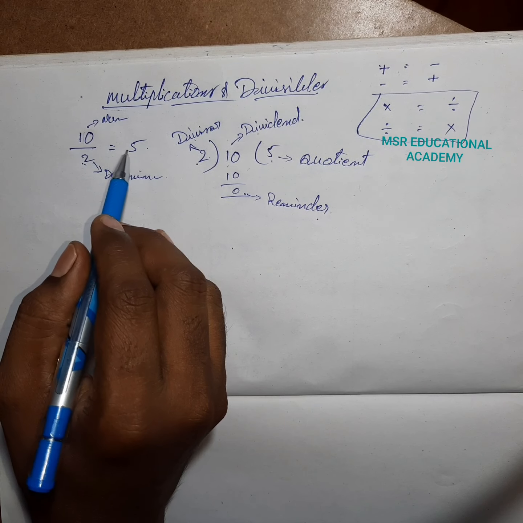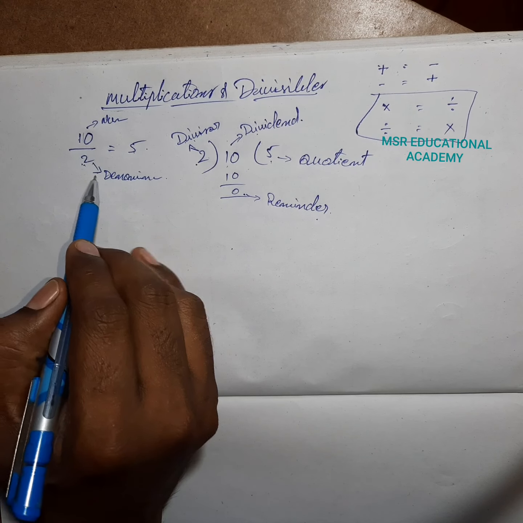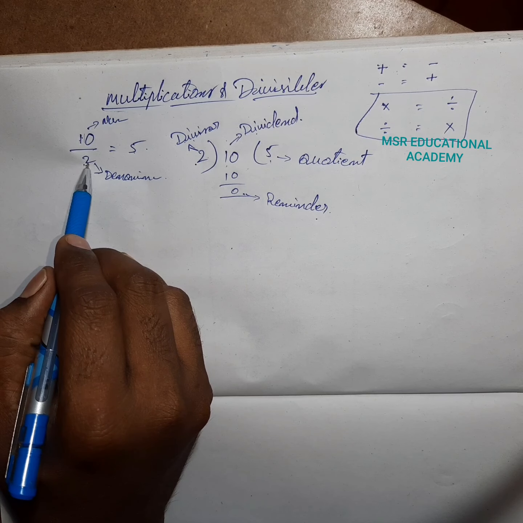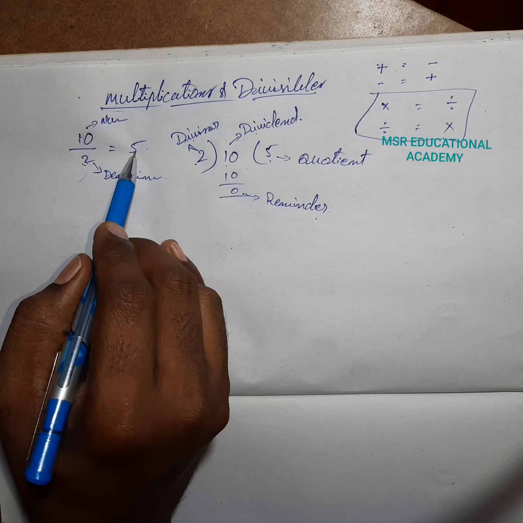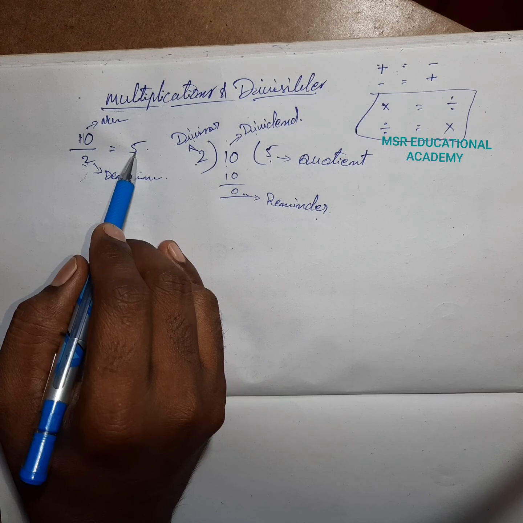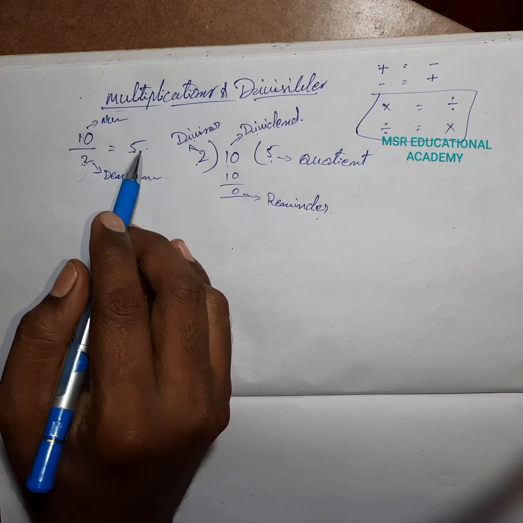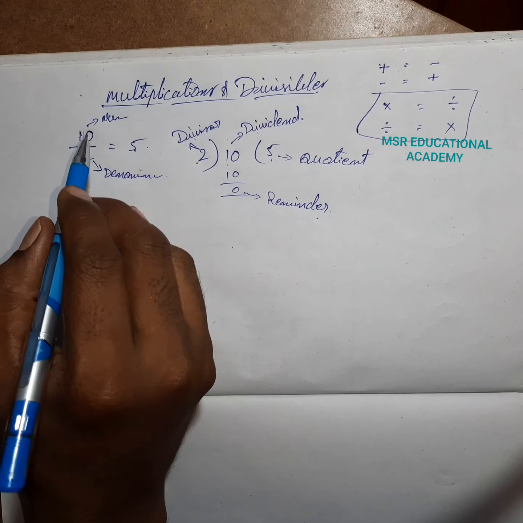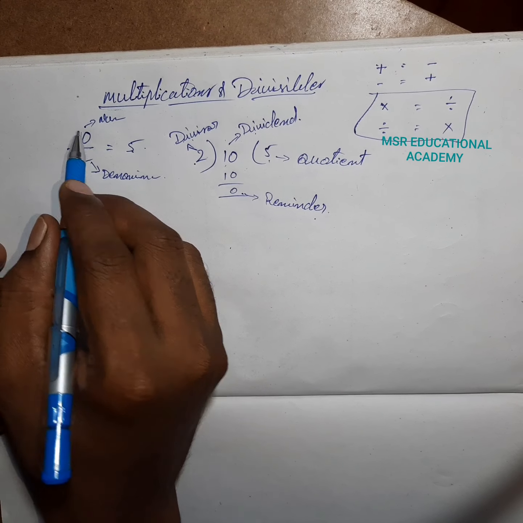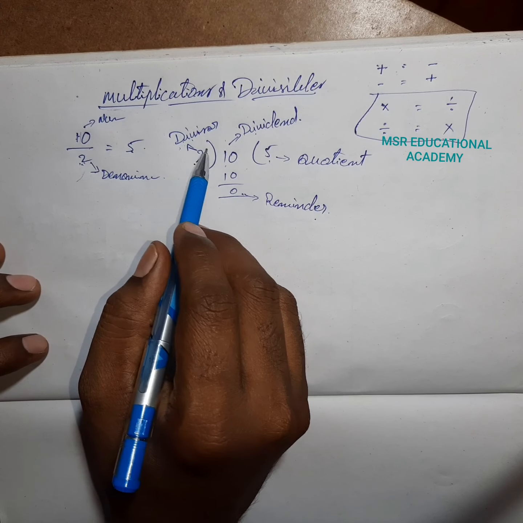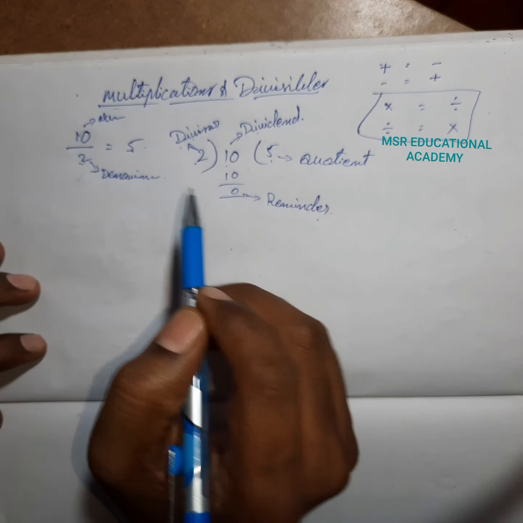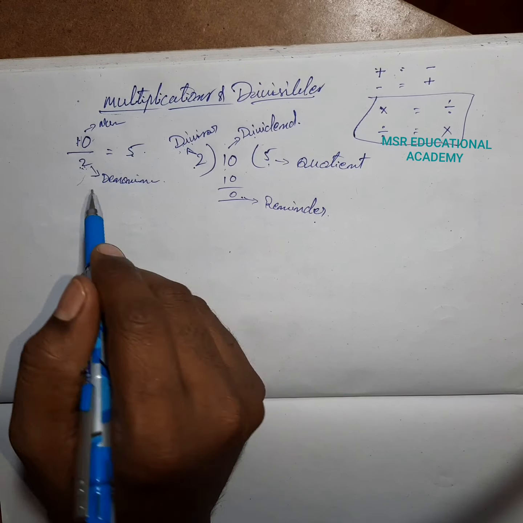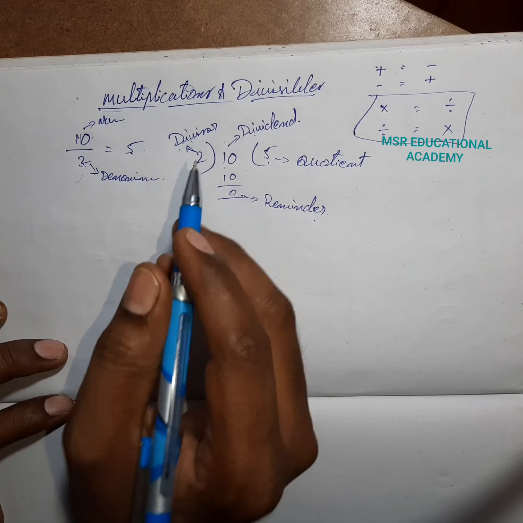So if it is written like this, 10 divided by 2 which is equal to 5, that is a numerator and denominator. This 10 is the dividend value, this 2 is called the divisor, and this 5 is called the quotient value. Instead of pronouncing divisor, dividend, quotient and remainder, I can pronounce numerator and denominator only. Anyhow, these are the numerator and denominator values.